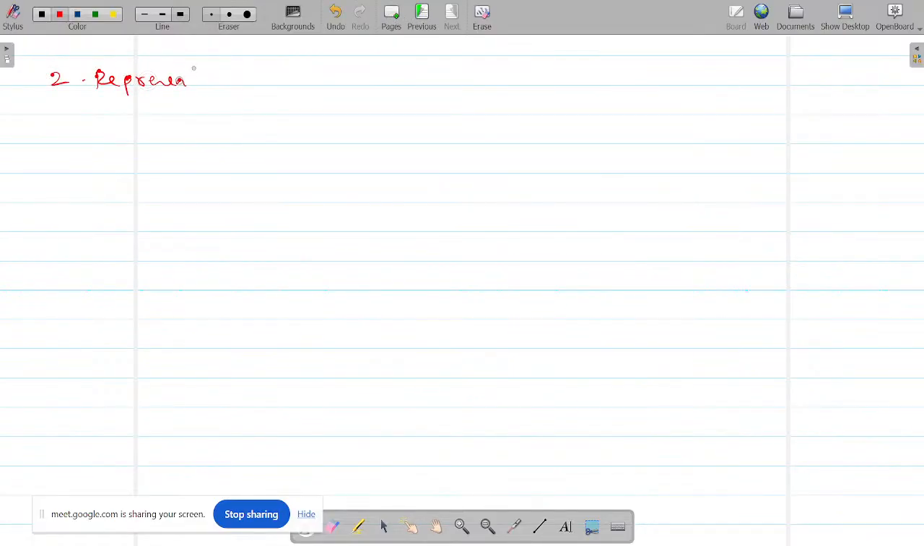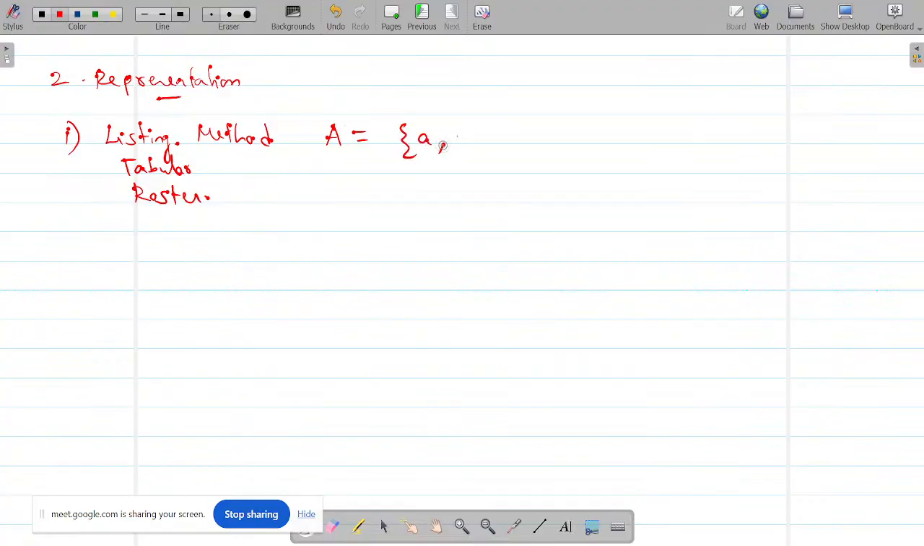How you represent a set. There are 2 types of representation. One is actually you list it. It's called listing method or tabular method, or this is found by Mr. Roster. That's why it's called roster method. Set of English alphabets, set of vowels in English alphabets: A is equal to, you know, right? A, E, I, O, U. See, it's just separated by commas. We will not do anything else.